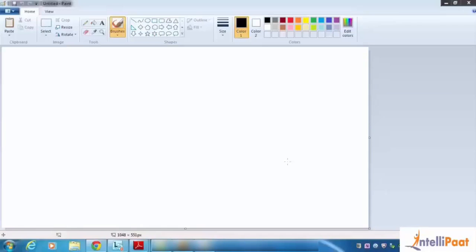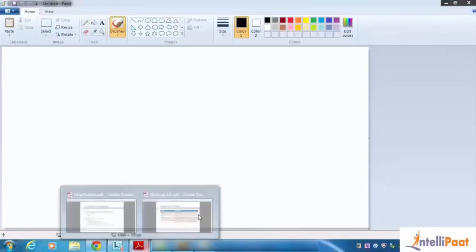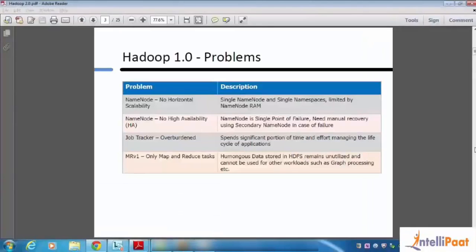That is what I'm emphasizing here. So basically, the job tracker was overburdened, spending a significant portion of its time and effort managing the life cycle of applications. Now that was another issue. After that, one more issue.